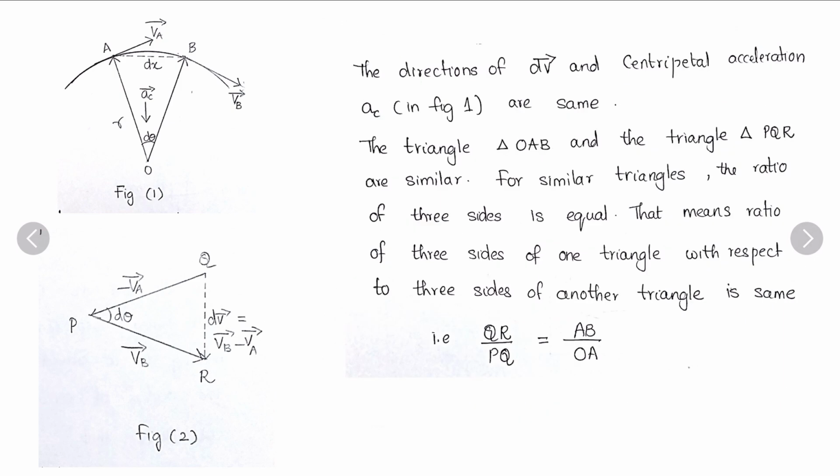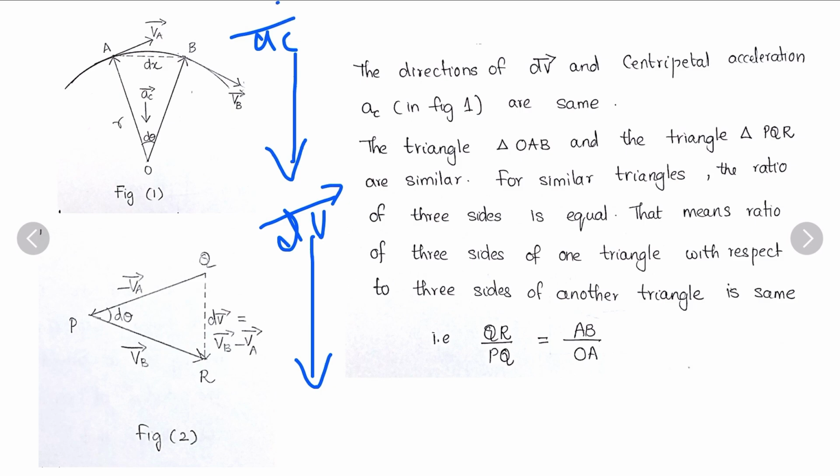The directions of dV bar and the centripetal acceleration are the same. You can see in this figure, dV bar is in this direction. In the same figure above we have taken VA and VB and made this triangle. Now AC is also in this direction. This is the direction of centripetal acceleration, and this is the direction of dV bar. So both are the same, you can see in this picture from top to down.